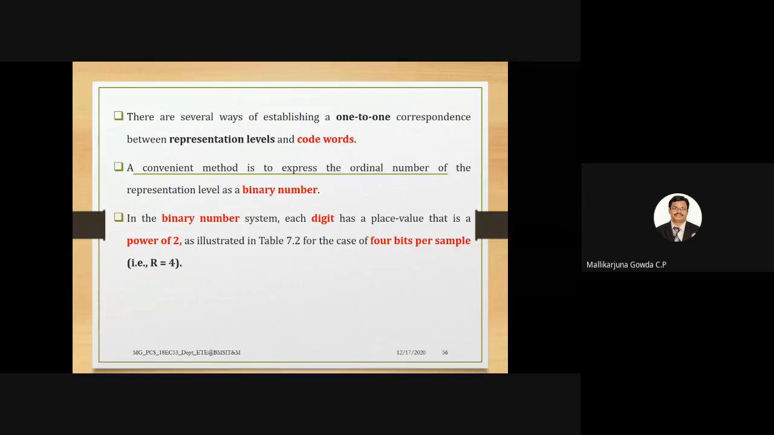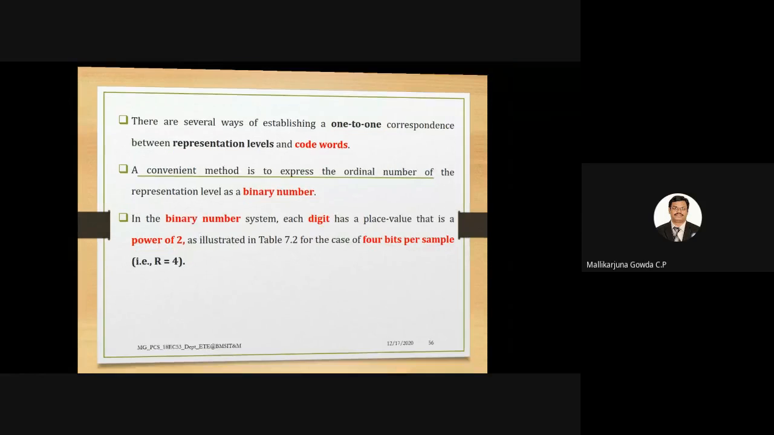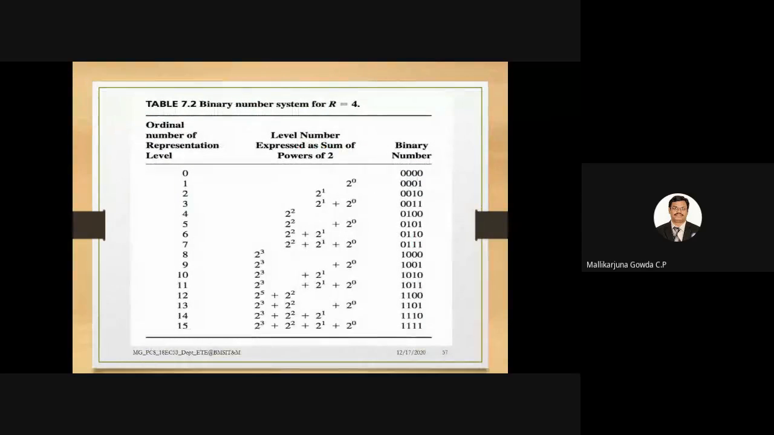Other than that, there are several ways of establishing this one-to-one correspondence between the representation levels and the code words. The convenient method is to express the ordinal number of the representation level as a binary number. In the binary number system, each digit has a place value, a power of 2: 2 power 0, 2 power 1, 2 power 2, 2 power 3, 2 power 4 and so on. With 4 bits per sample, when R is equal to 4, here I have a table which will show you the different binary numbers.